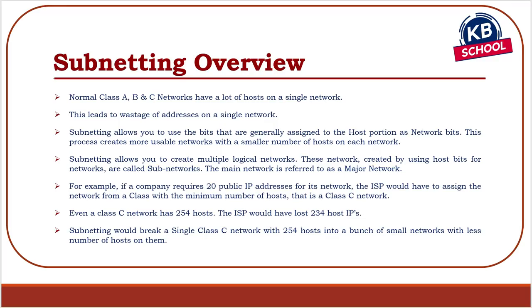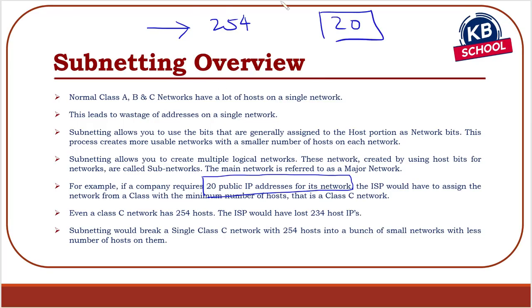So let's take an example over here. Let's say a company required 20 public IP addresses on a network. Or let's take it the other way around. Let's take this example. On each network, I needed 20 public addresses. If the ISP assigns them a Class C address, the Class C address gives a minimum of 254 hosts, but I only need 20. So if the ISP assigns a Class C address to this company, I would have lost 234 hosts or addresses because I don't have that number of hosts on this network.